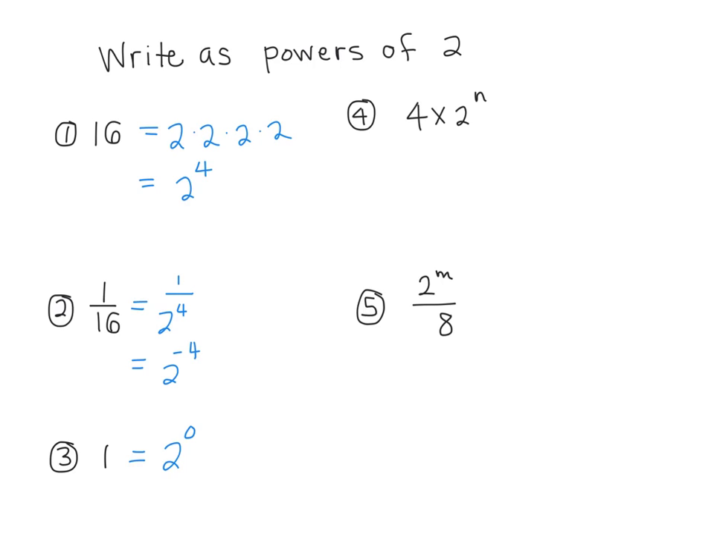Alright, for the 4th one, we have 4, which is the same thing as 2 squared, times 2 to the nth power. In this case, we add the exponents, so 2 to the 2 plus n. Alright, number 5, we have 2 to the n times 2 to the negative 3rd. Combining them, we are adding the exponents, so 2 to the n plus negative 3, that's n minus 3.